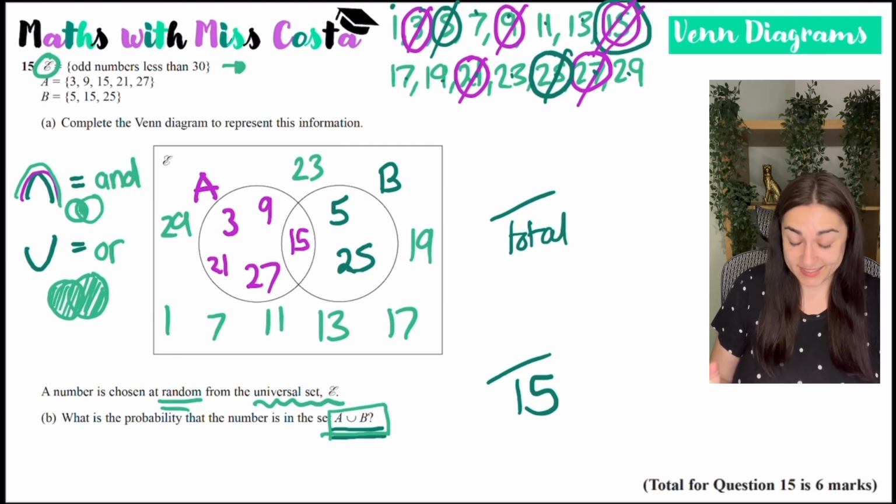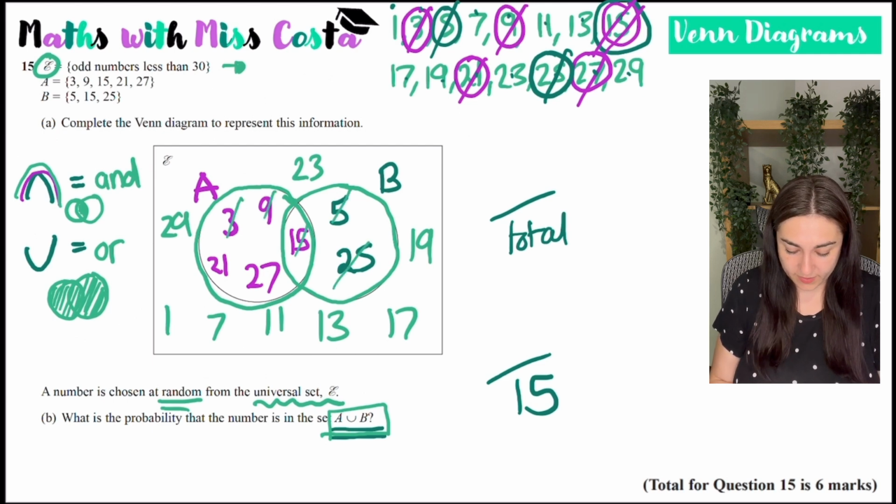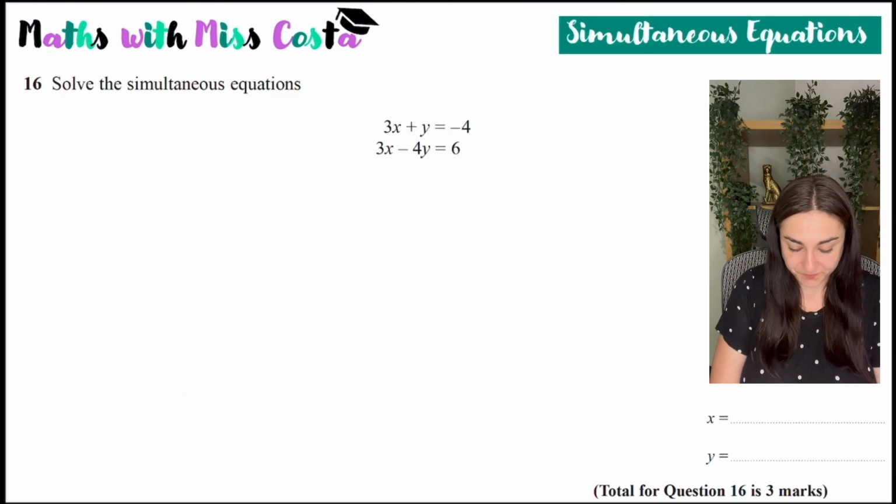That's the terminology, the technical terminology. So that just essentially means everything in here and here. So how many numbers are there? 1, 2, 3, 4, 5, 6, 7. 7 out of a total of 15.